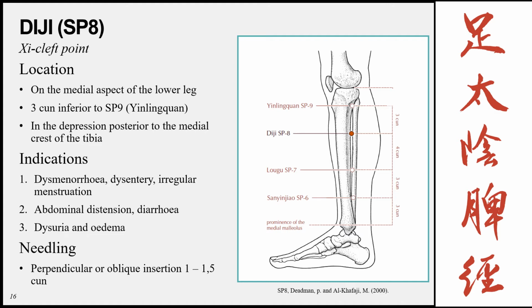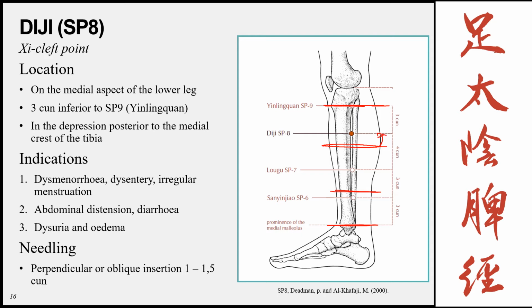So how we locate this point is we first find spleen 9, which is at the lower border of the medial condyle of the tibia, around here. We then locate the medial malleolus down here. And then we divide this distance into thirds. Each third will be 4 1/3 of a tsun. And then we're going to go 1 1/3 of a tsun superior to locate this point.